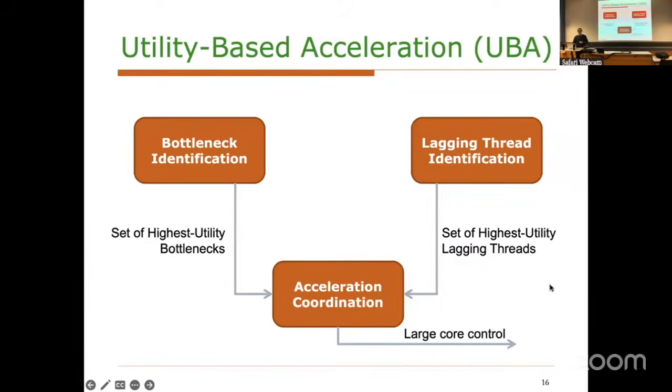Once you have a set of highest utility bottlenecks and highest utility lagging threads, there's a coordination mechanism that decides which one to actually send to the large core, assuming you have a single large core. If you have multiple large cores, the problem becomes a little bit different. But you can still find the highest utility bottlenecks and lagging threads, and then decide how many cores to use for them. Does that make sense? I wanted to cover this. Yesterday, I said maybe I shouldn't cover this, but I had to because this is really the state of the art on identifying bottlenecks, and it's a more methodical approach to understand the benefit that you would gain from acceleration.